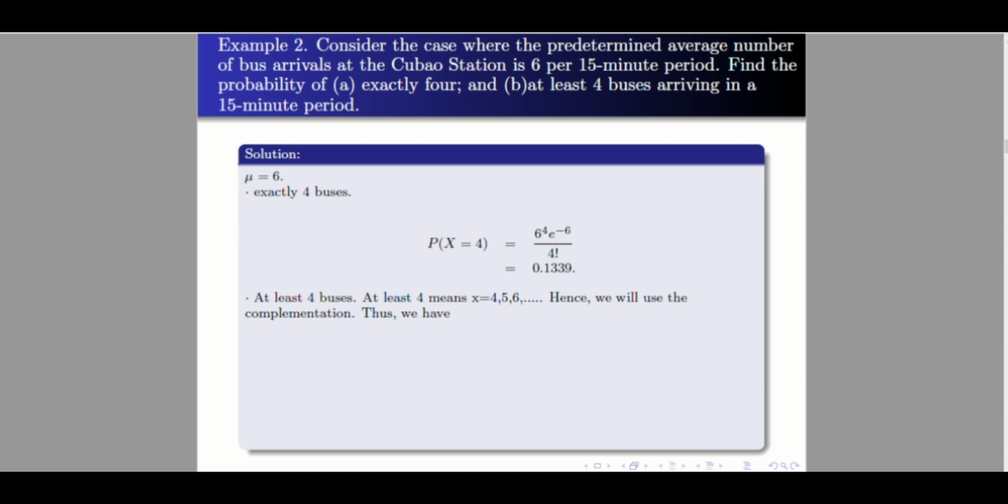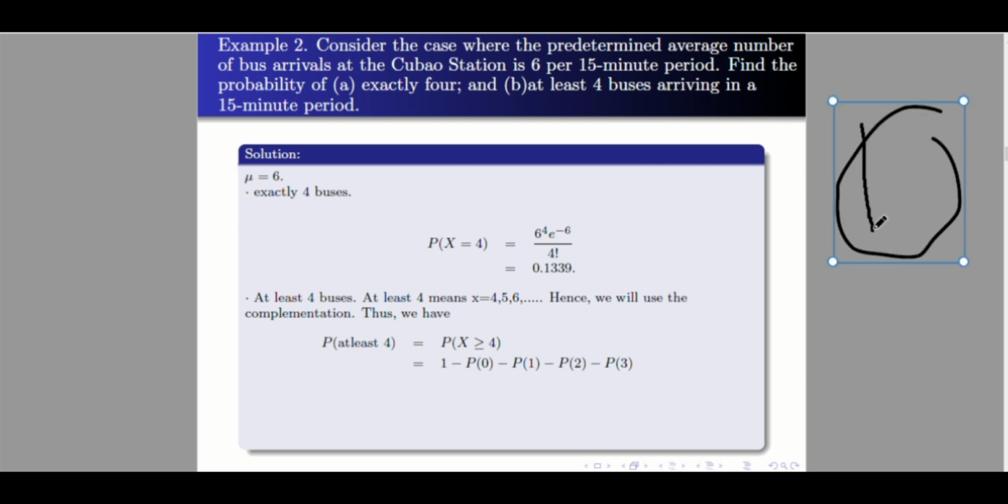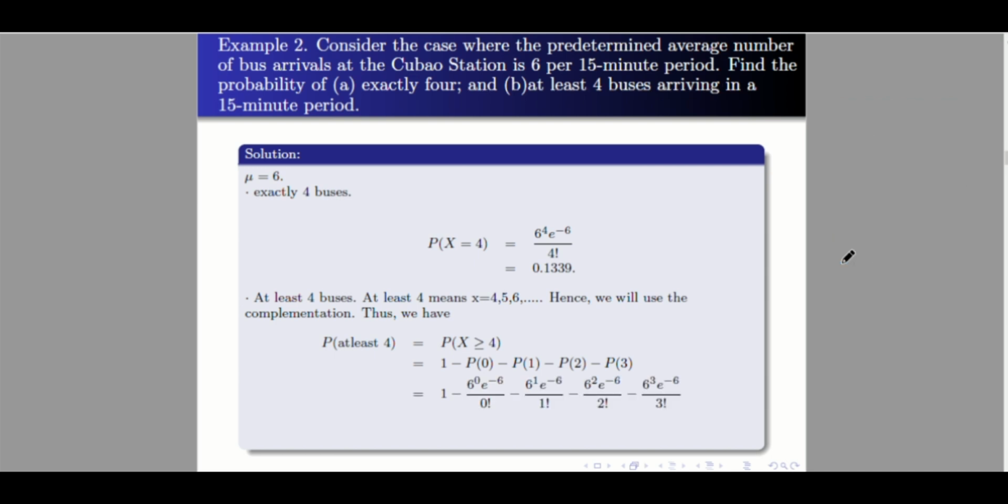At least 4, meaning 4, 5, 6, and so on. Again, this is greater than or equal. Since this is greater than or equal, we will use complementation. If we illustrate this, we have 4, 5, 6, and so on. We do not know where to stop. Therefore, we will delete this because it is not needed. This is 0, 1, 2, and 3. That's why we have this complementation. Using your calculator and formulas, you will arrive at 0.8488.